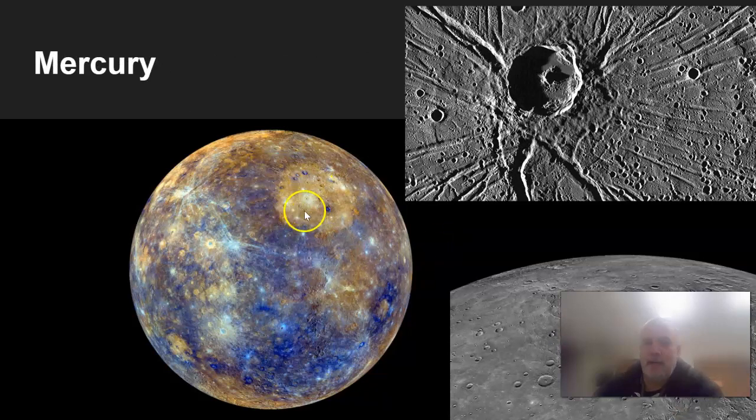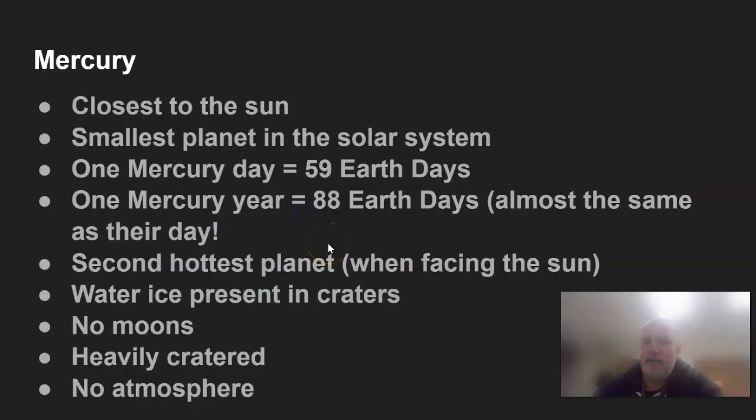All right, Mercury. Mercury is the first planet, the closest one to the sun. It is the smallest, and something interesting about it is that 1 day on Mercury, so the amount of time it takes to rotate once, is 59 Earth days, and its year is 88 Earth days, so it's almost the same as a day. It's the second hottest planet, the side that's facing the sun anyway. There are some craters that have some water ice present in them. There are no moons, it's very heavily cratered, and it has no atmosphere because it's all been cooked away by the sun.